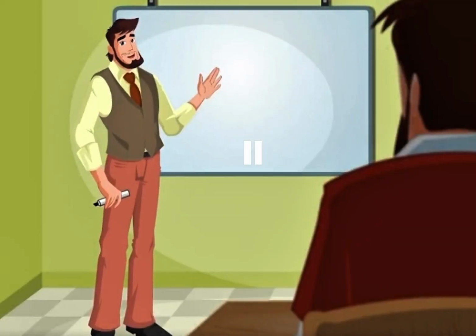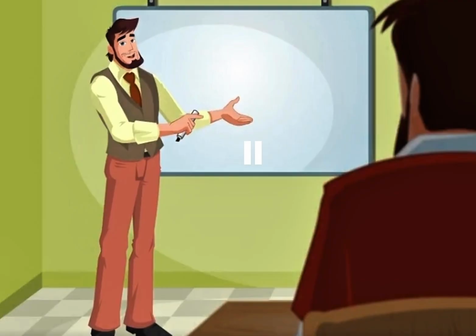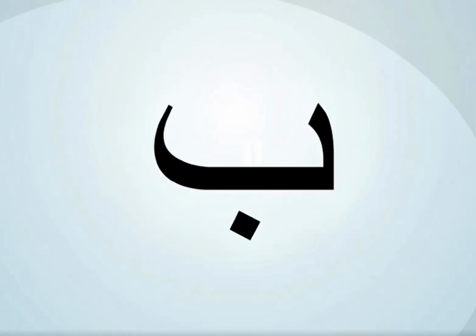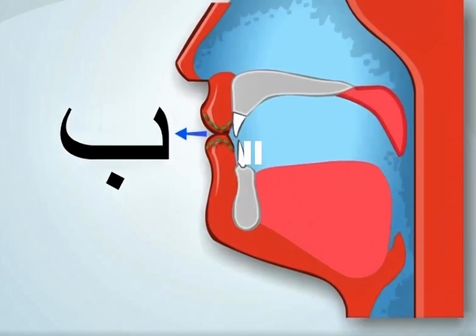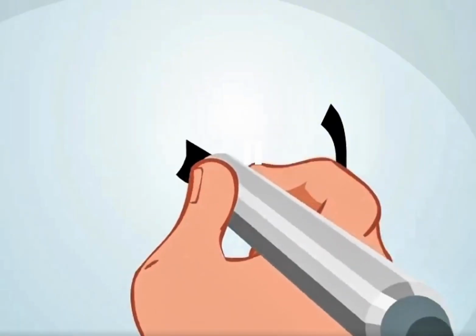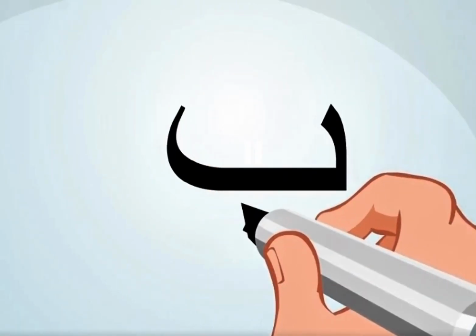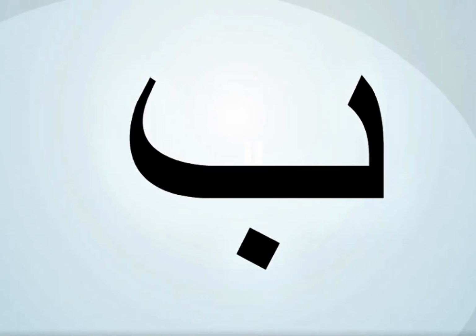Hi all. We're going to start learning the Arabic alphabet by the order of the position of articulation. The first letter we learn is ba, باء.